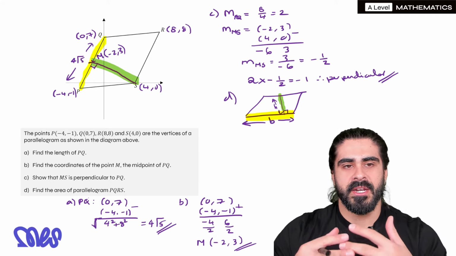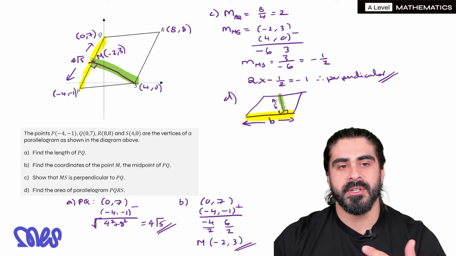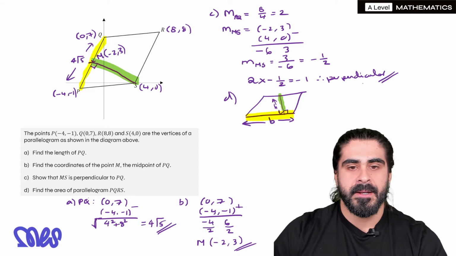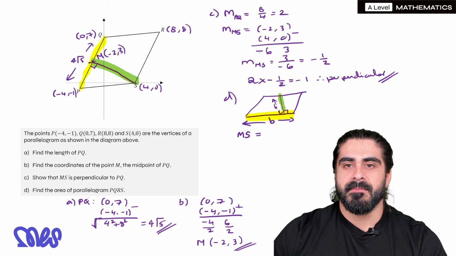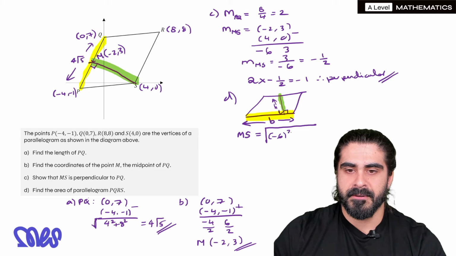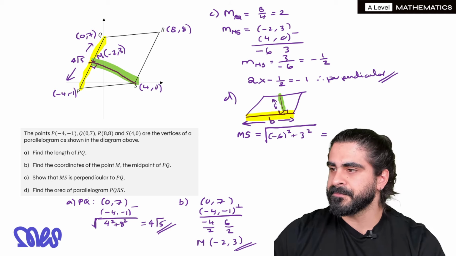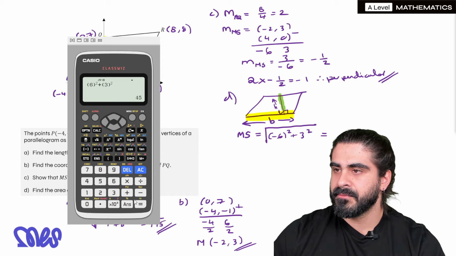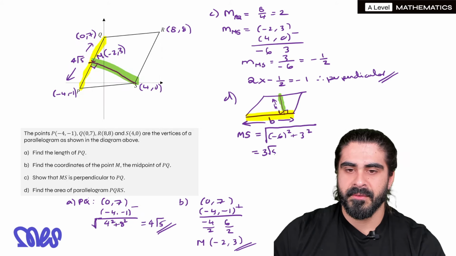We now need to work out what the length of MS is, which means we need to take away the coordinates and do Pythagoras. Now we've actually done that. We've done the subtraction. It was minus 6, 3. So let's just do Pythagoras to those components and see what that gives us. Root 45 equals 3 root 5.